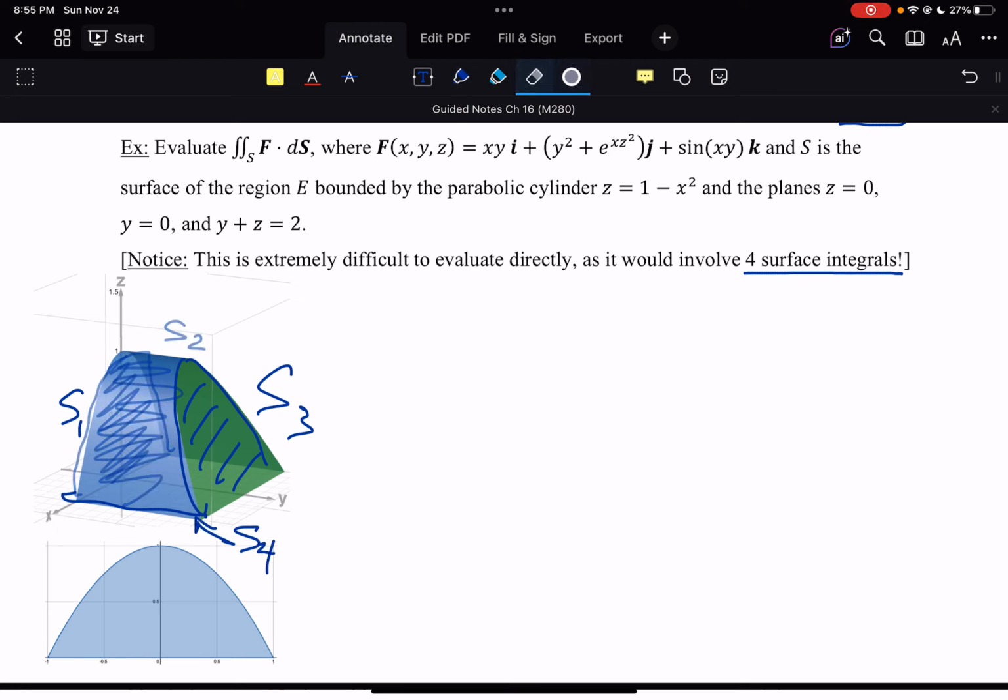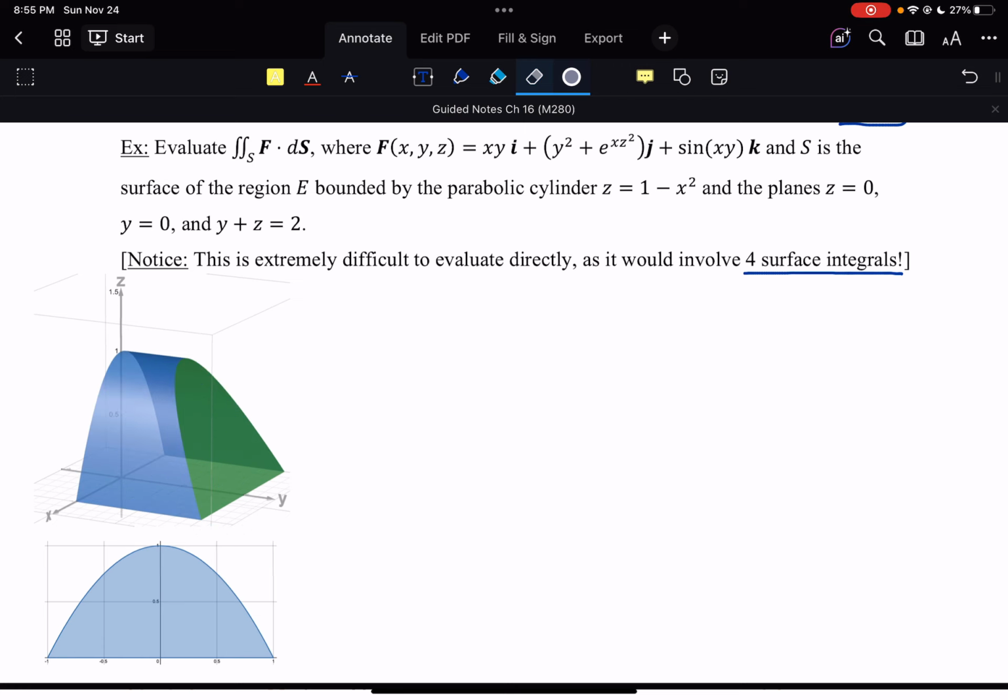So you would need to evaluate all 4 of those surface integrals and then add the results up together to do this directly. That is not ideal in any circumstances, especially when the vector field contains stuff like e's and sines and all of that kind of stuff. So we want to try to use the divergence theorem to get around this direct calculation if we can.